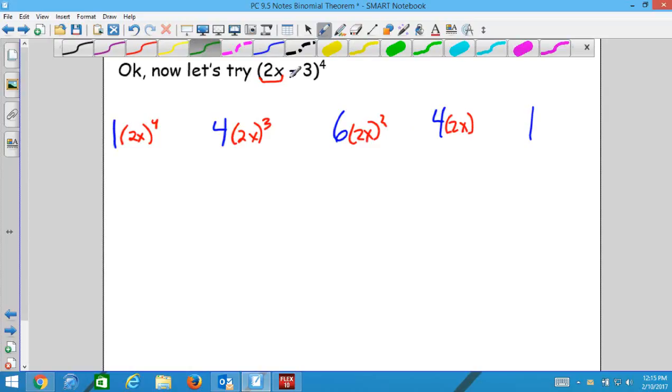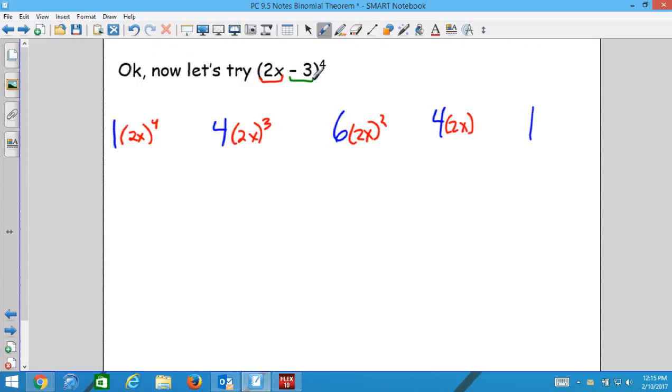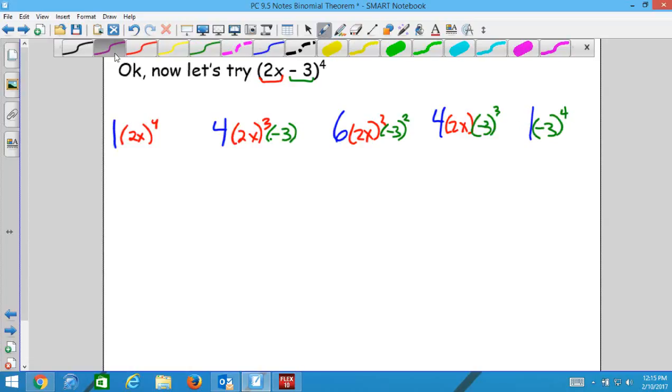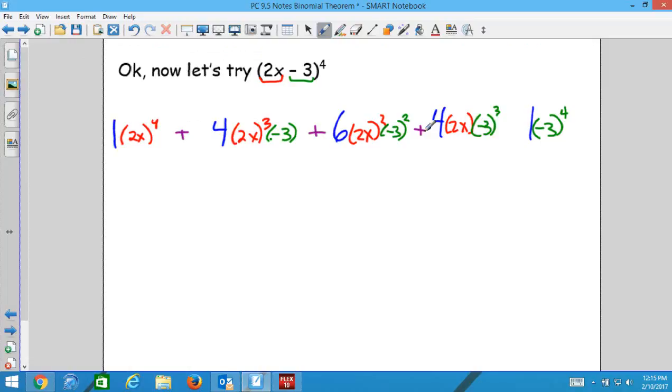Then the second term is -3, and you need to include the -3. Do I put it in this one? Nope. So start here with -3 to the first, -3 to the second, -3 to the third, -3 to the fourth. And then put some plus signs in between all those terms. Now we're just going to simplify each term. I kind of already said the answer to the first one: 16x to the fourth. Then for this one, I have to do 4 times 2x cubed, which is 8x cubed. So I have to do 4 times 8x cubed times -3.